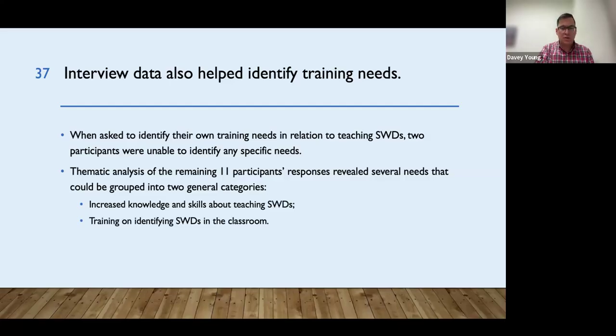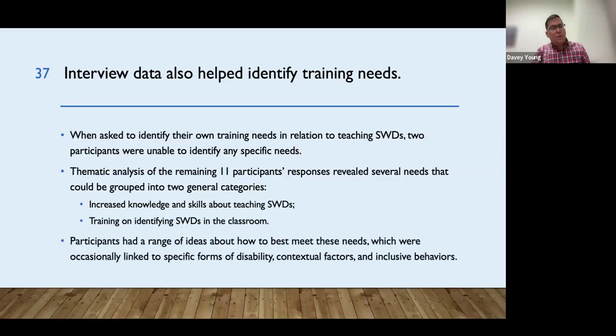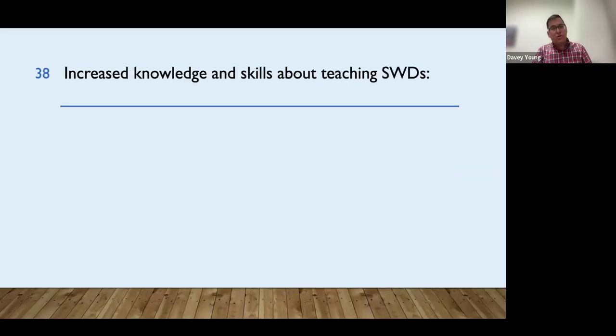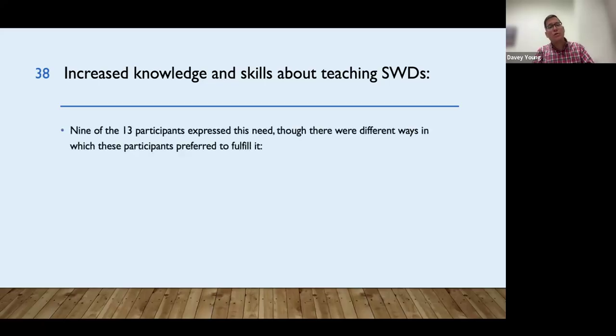And I'll talk about each one of these now, because participants had a range of ideas about how to best meet these needs, which were occasionally linked to specific forms of disability, contextual factors, and inclusive behaviors. So first, I will talk briefly about this need for increased knowledge and skills about teaching students with disabilities. 9 of the 13 participants expressed this need, though there were different ways in which these participants preferred to fulfill it.